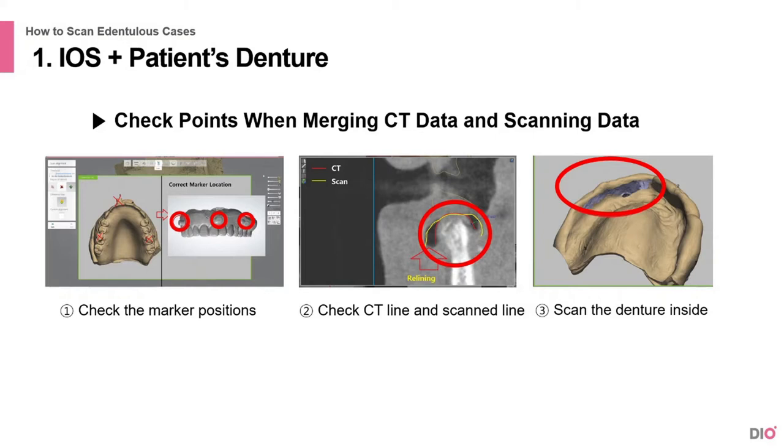Secondly, check if the red line of the CT and the yellow line of the scanner are overlapping one another. And then, scan the inside of the denture thoroughly.